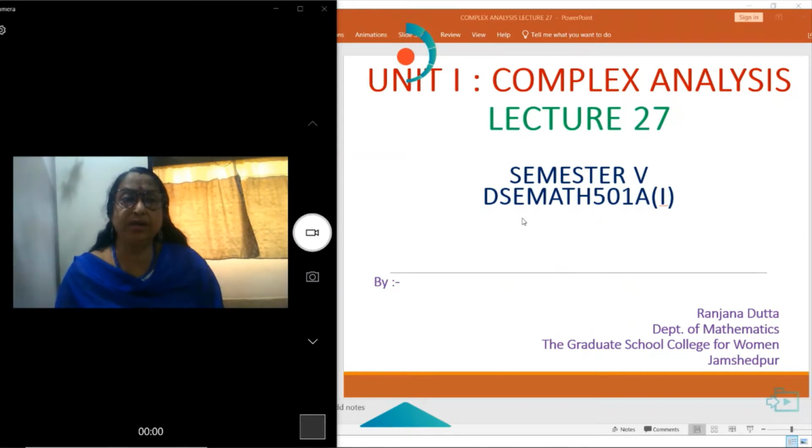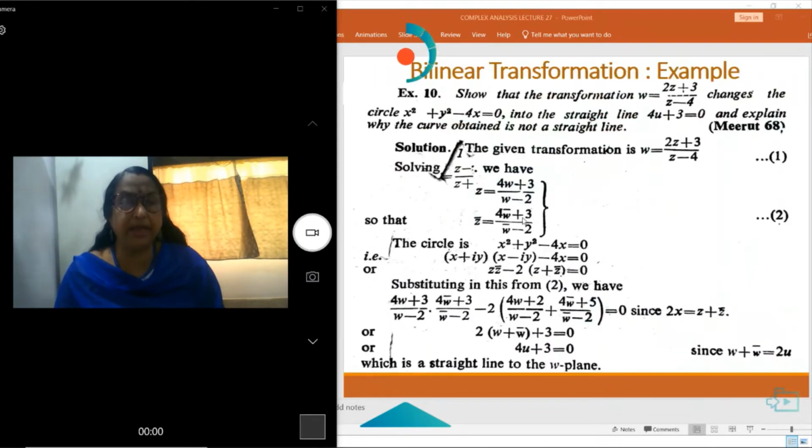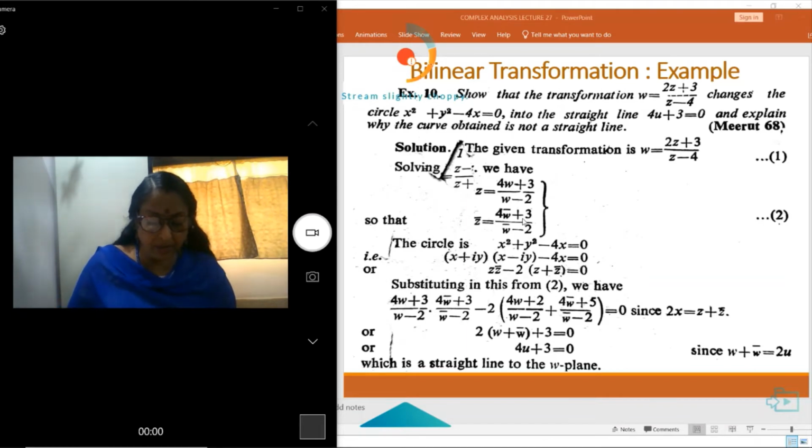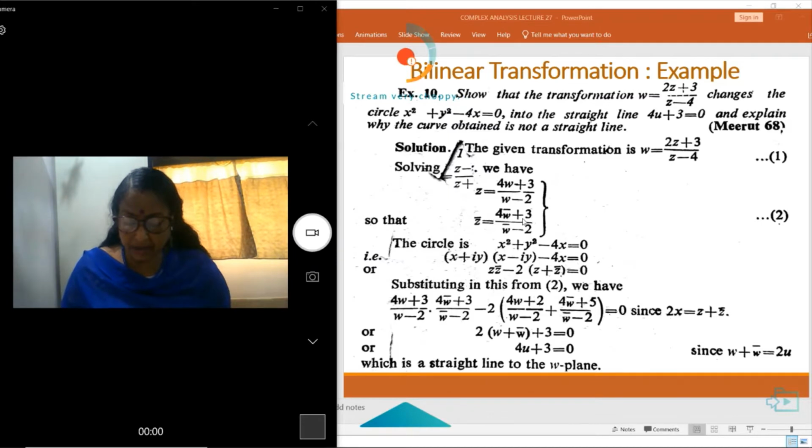Today we will discuss more examples on bilinear transformation. Show that the transformation W is equal to (2z + 3) divided by (z - 4) changes the circle x square plus y square minus 4x equal to 0 into a straight line 4u + 3 equal to 0, and explain why the curve is not a straight line.